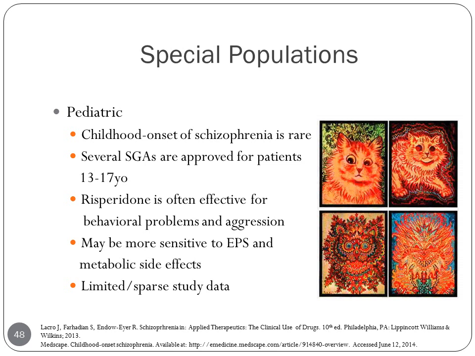With our pediatric patient population, we really have limited and sparse study data, so there's not a lot of evidence to support treatment decisions. However, schizophrenia is fairly rare in childhood. We usually don't see it develop until people are in their 20s, but you will see children that have schizophrenia. There are several agents that are approved for patients 13 to 17 years old, and risperidone is an agent that's used quite often due to it being effective for behavioral problems and aggression.